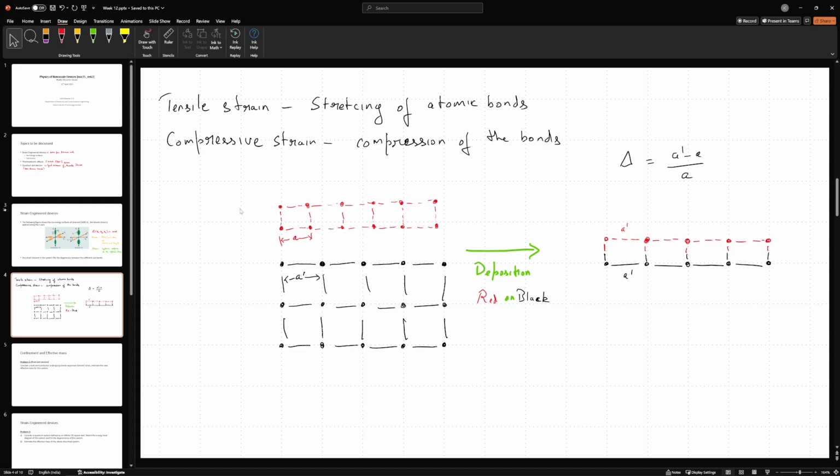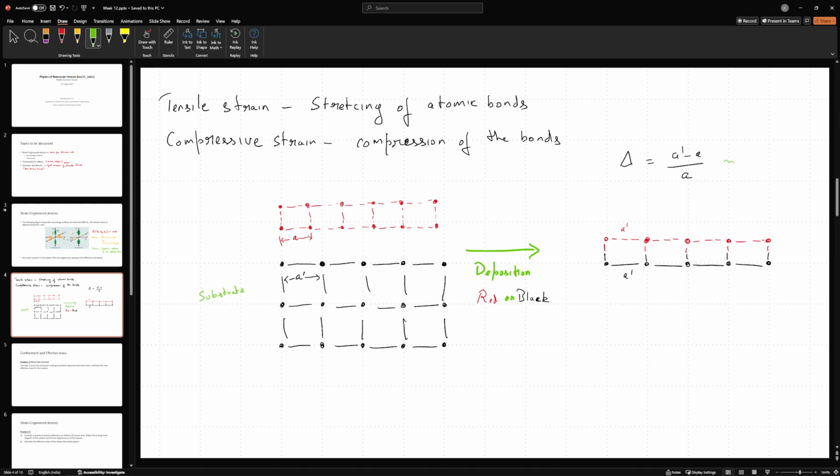So the black material is the substrate. I think I can write that here. So this is my substrate, and this is the... what is this? Well, I'm missing out on the term, but this is the thing that is deposited. So as you can see, when I have a deposition of the red material on the substrate, the bonds of the red material are stretched out to A prime. So the strain is A prime minus A divided by A.